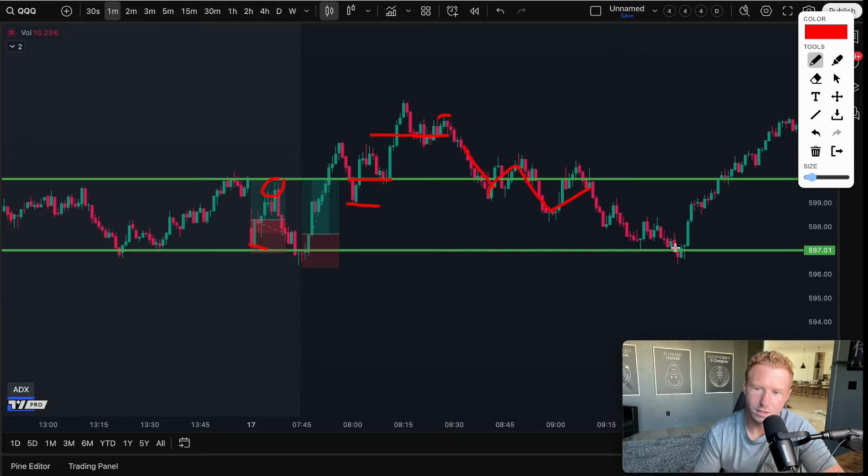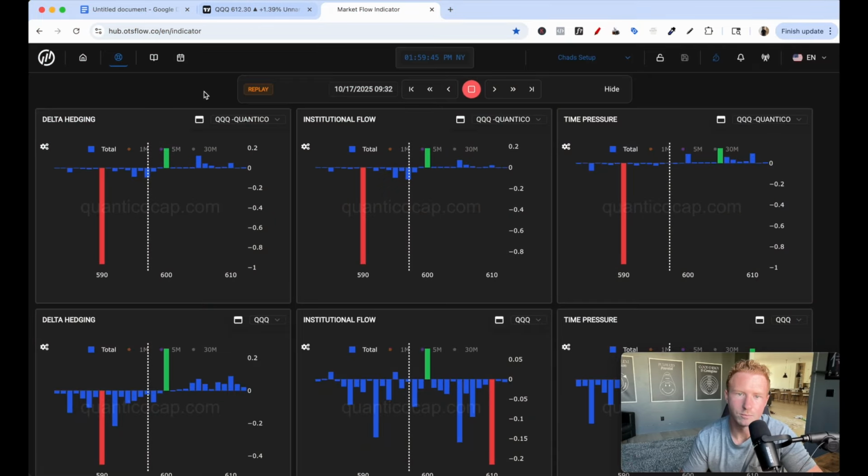Oh, we pull back to this level, we're going to break down. Nope, we're defending 597 again, and it rips straight off of it. So you could have taken 3 huge trades off of that level, again, just by reading the market structure of the institutions.